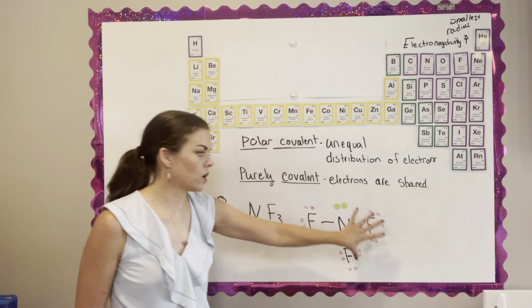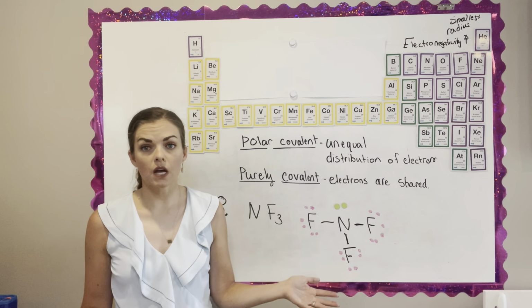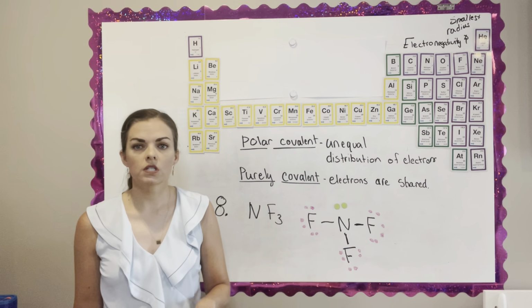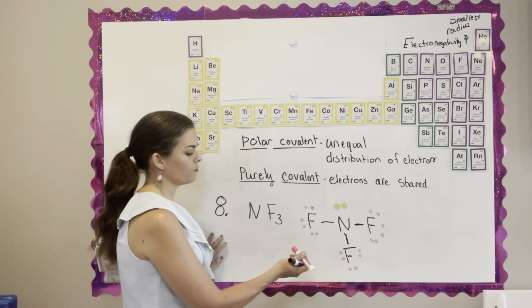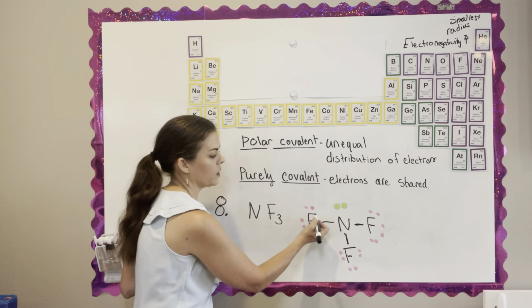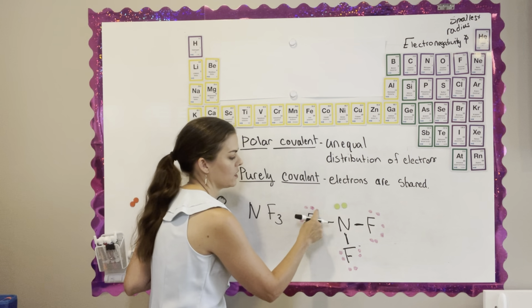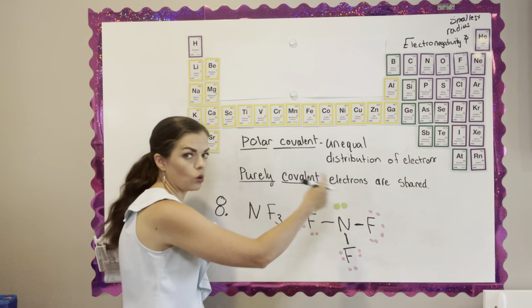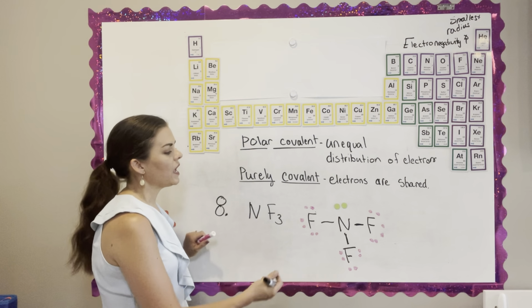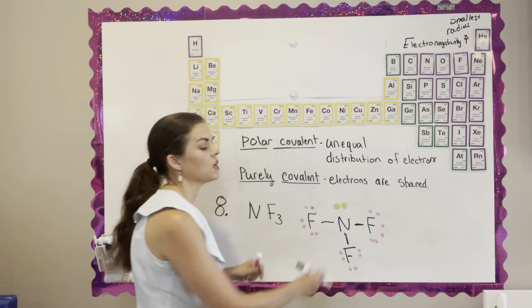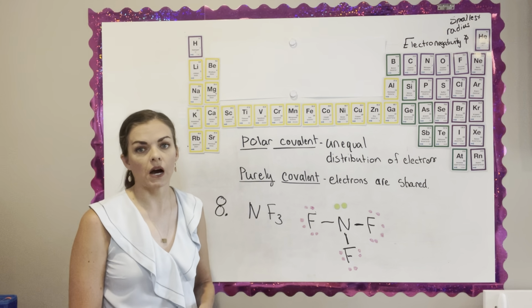And the other part of the question asks, where is the slight positive charge and where is the slight negative charge? Well, the fluorine is going to be pulling the electrons to it. So all the fluorines would be slightly negative. We wouldn't actually put a full negative. All the fluorines would be slightly negative. And since they're pulling the electrons, the nitrogen is going to be slightly positive.